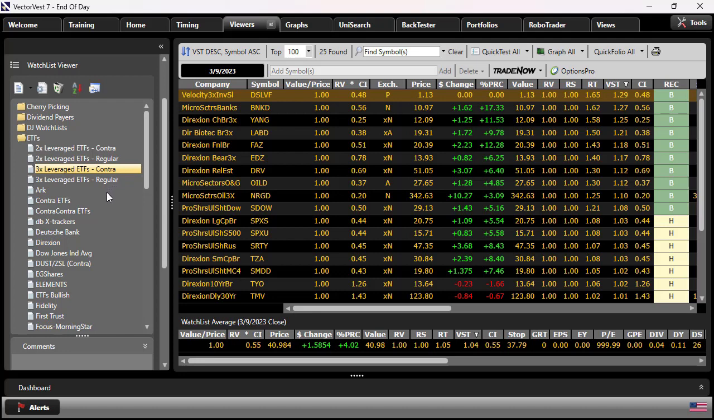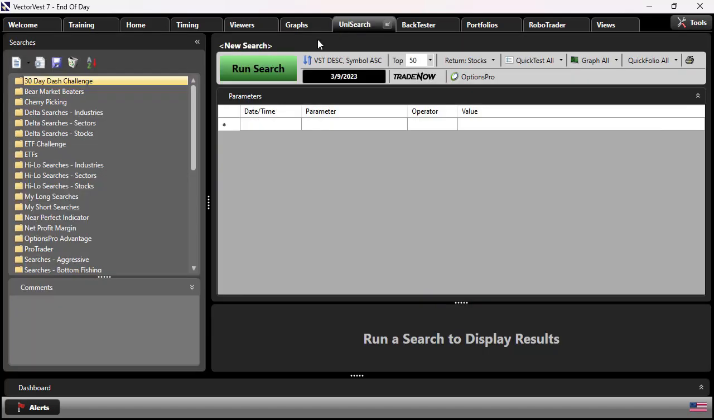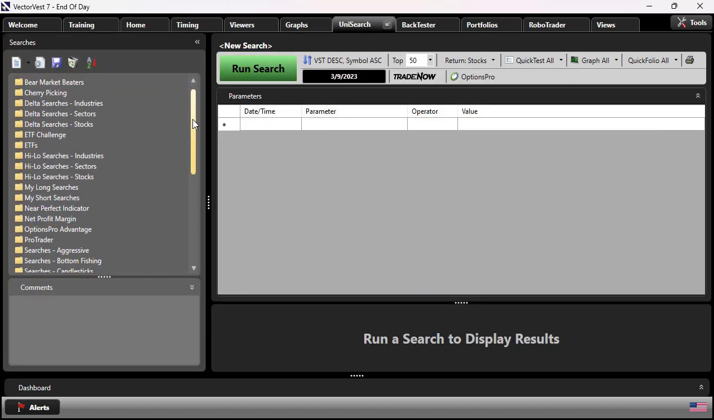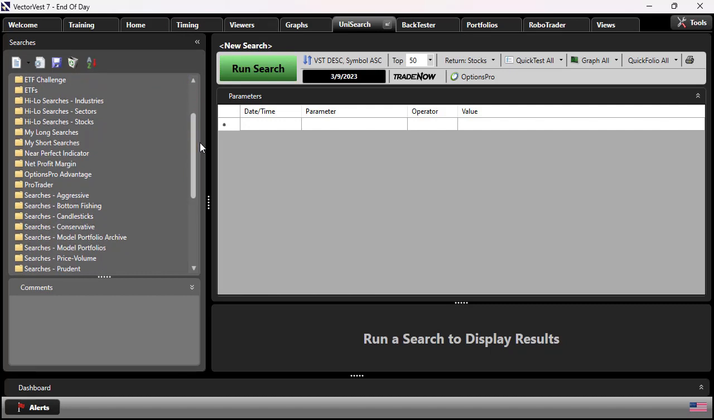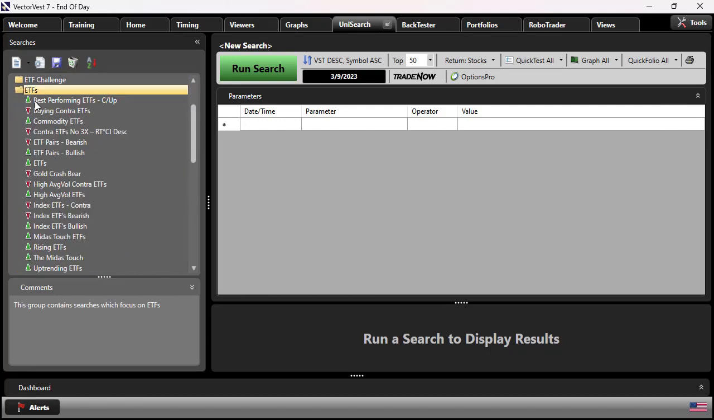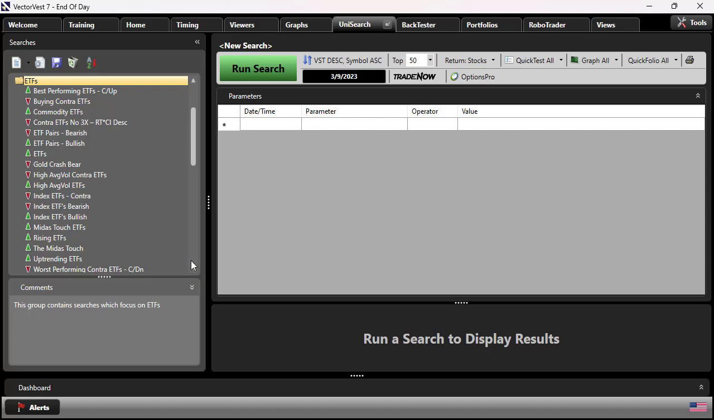But these watch lists create useful divisions to cherry pick and use in the Unisearch tool. So let's move to the Unisearch tool. And if we scroll down, we'll see that there is an ETF folder. By the way, the ETF challenge was a customer contest that we did a while back. But ETFs then have both bullish and bearish searches that are ETF focused. And I'll repeat one more time, even though they're bearish trades, we're going to buy Contra ETFs long.